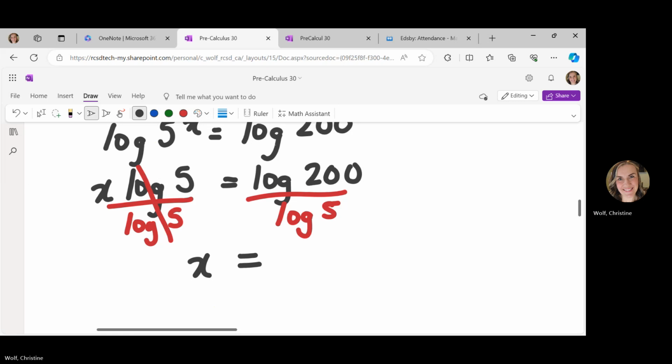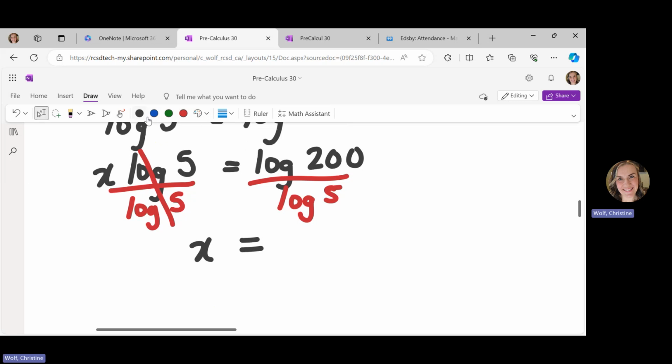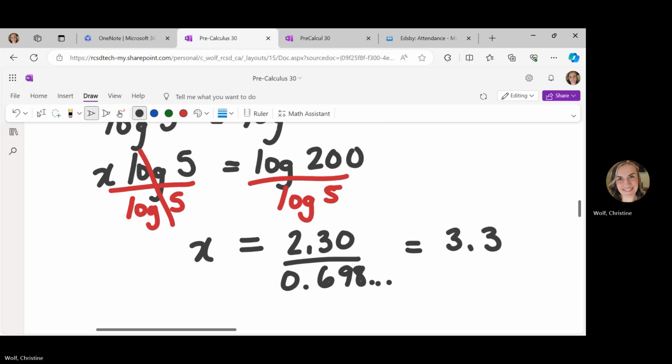So on your calculator, when you figure out the log of 200, it should be something like 2.30. When you divide by the log of 5, I got 0.6989, whatever. At this point, if your calculator allows it, you can type in log of 200 divided by log of 5 and do it all in one step, then round your decimal. But regardless, you should get something like 3.3. If you're not getting 3.3, you need to fiddle with your calculator until you do.